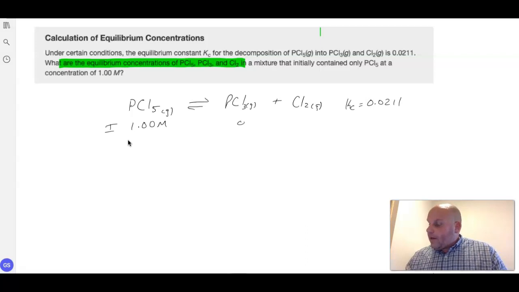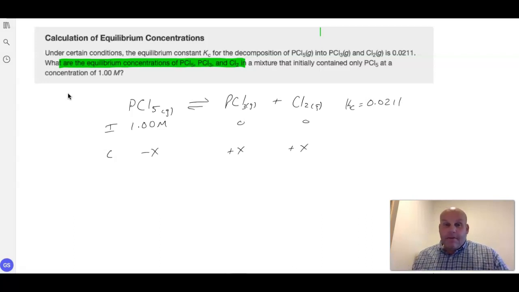My initial for my products are going to be 0 and 0. My change, I know on this side I'm going to lose some concentration of PCl5, it's going to get used up. And over here, I'm going to gain some concentration. Now, I don't have any other information, so I cannot figure out what this change is going to be. So I'm left with my equilibrium concentrations being 0.100 minus x, minus some amount of PCl5, and then just x and x over here in my products.